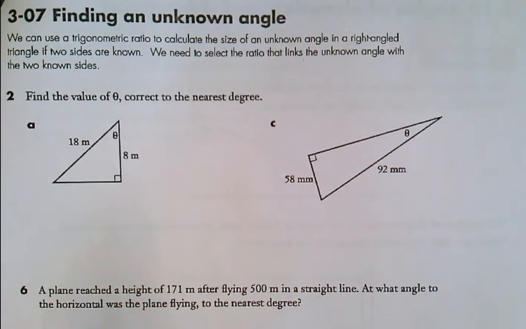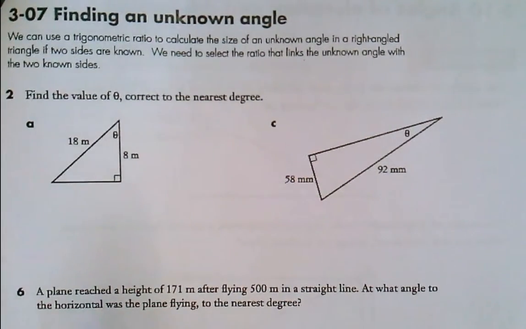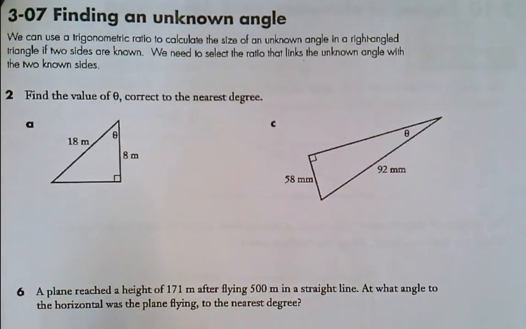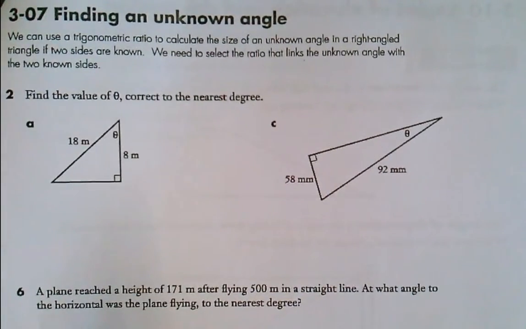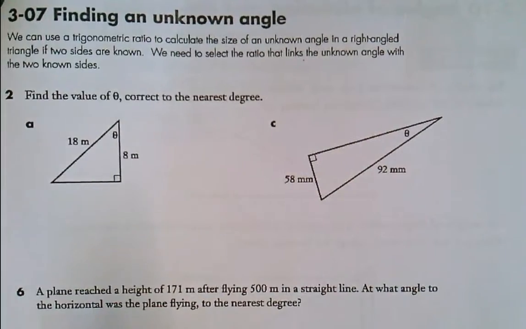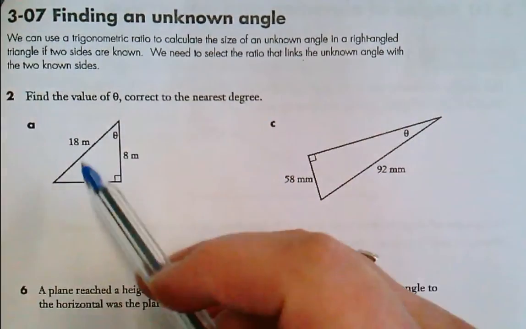Exercise 307, finding an unknown angle. Again, we just set up our trig ratio as before. Instead of finding a side, when we find the angle, we've got to use inverse sine, inverse cos, or inverse tan. So, let's look here.